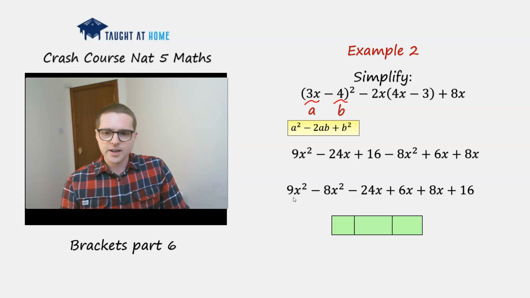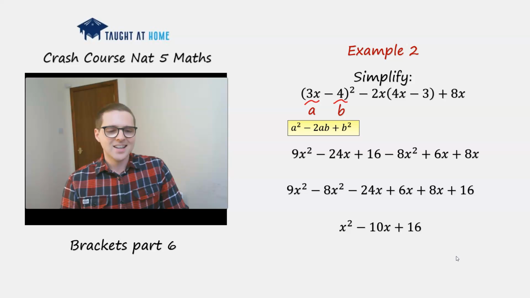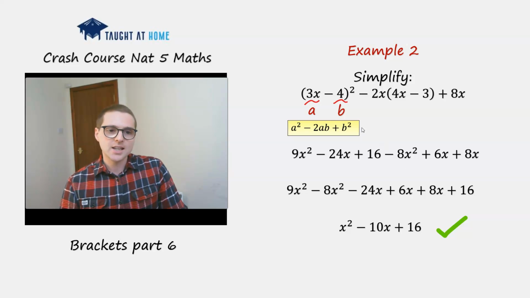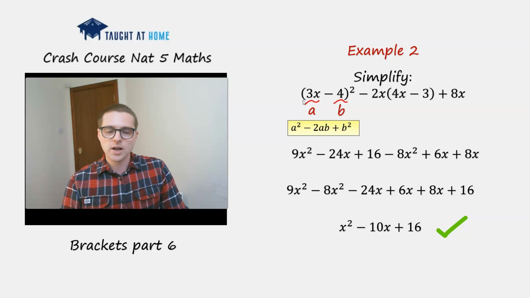And finally, let's simplify. We've got 9x squared minus 8x squared, which is x squared. We've got minus 24 plus 6 plus 8, which is minus 10x, and plus 16 at the end there. And that is this simplified. Okay, again, just a process, step by step, and again, you didn't have to use this identity here. You could have expanded it longhand, but you'd get the same answer. But the important thing is don't rush, take it slowly, because there's a lot of places that this could go wrong, so be careful with this, and good luck.